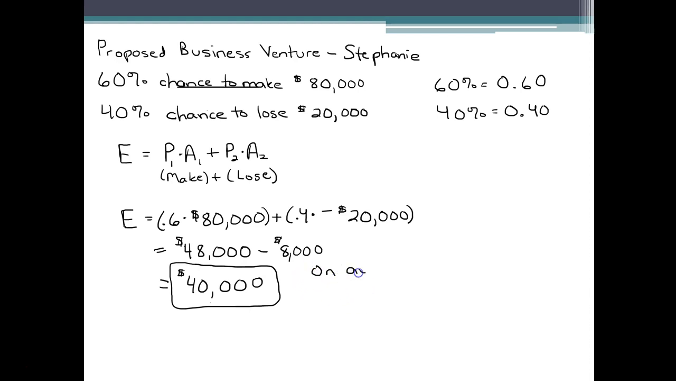So on average, this venture makes $40,000. If you look at a ton of people who've done that same business venture, there's going to be some that made $80,000, some that lost $20,000. More of them made $80,000, fewer of them lost $20,000, so it averages out to profits of $40,000.